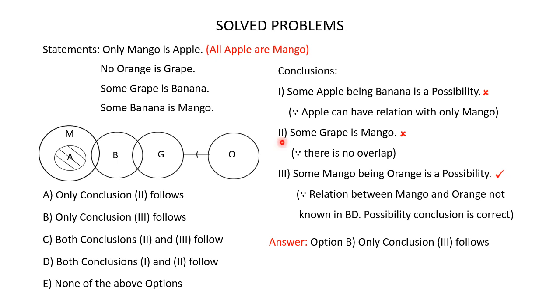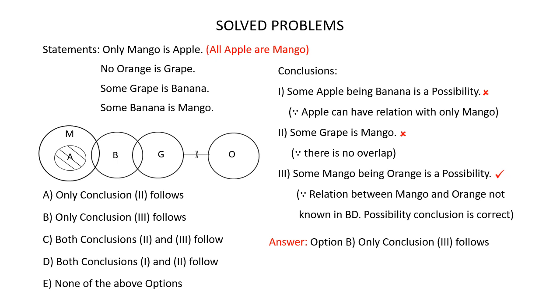Conclusion 2. Some grape is mango. So you have grape here and mango here. Clearly you can see that there is no overlap between grape and mango. So the conclusion, some grape is mango, is wrong. Conclusion 2 does not follow.